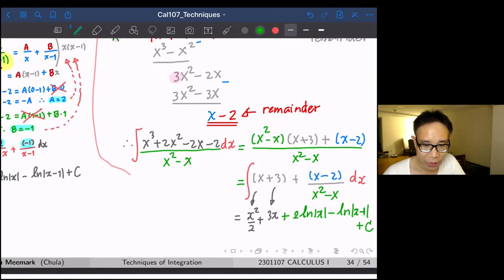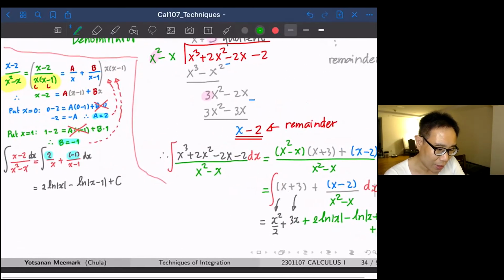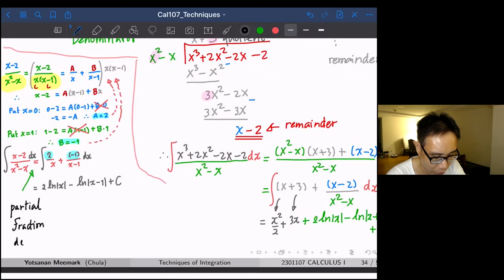So this is the thing that we tried, and the technique here is called partial fraction decomposition. This is the name of the technique: partial fraction decomposition.